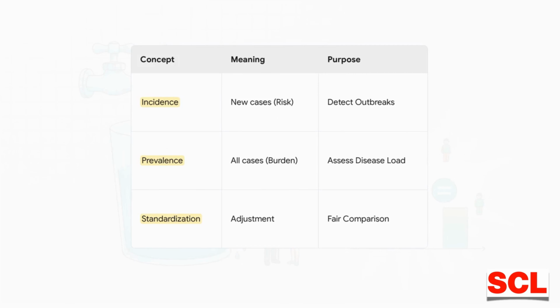So let's do a quick recap of our toolkit. Incidence tells us about new cases, the risk, and that helps us spot outbreaks early. Prevalence tells us about all cases, the burden, and that helps us figure out the load on our hospitals and clinics. And standardization lets us make fair comparisons, so we can put resources where they're needed most.